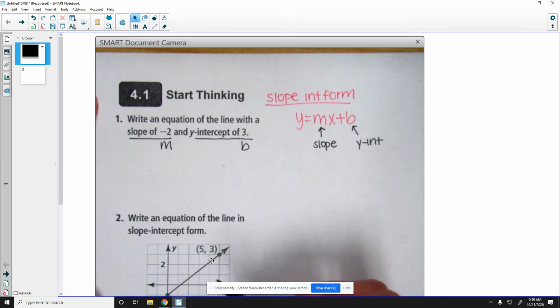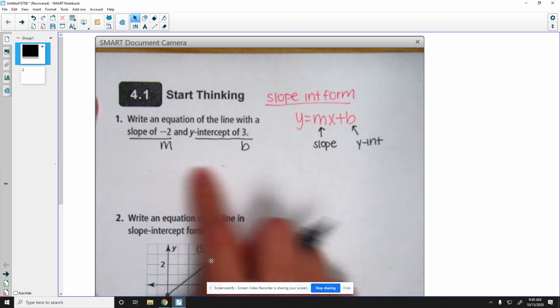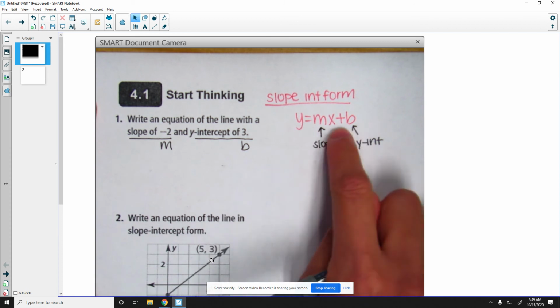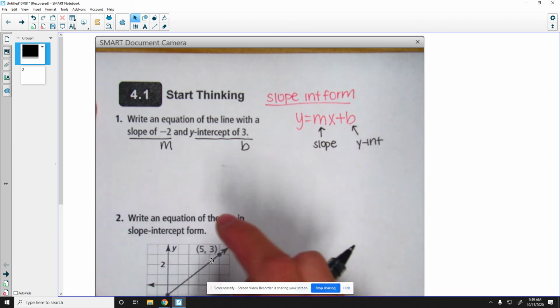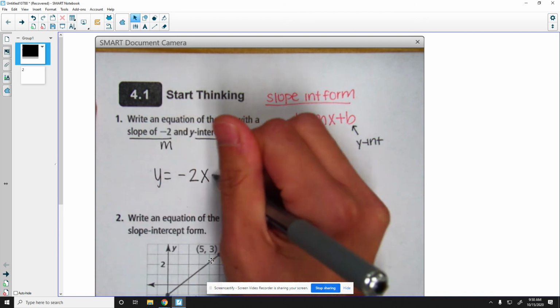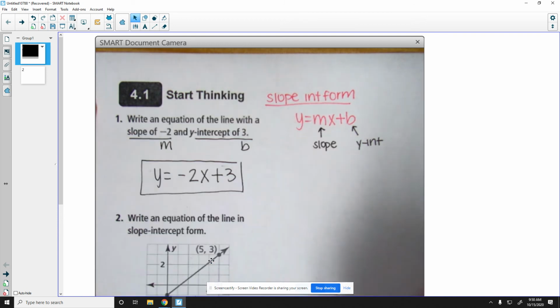So someone in person, can you raise your hand and tell us what is this answer? What's the equation? Because it has to look like this, but with these numbers. Reed, what do you think? Y equals -2x plus 3. -2x plus 3. Perfect. And that's it. Okay, so that's number one.